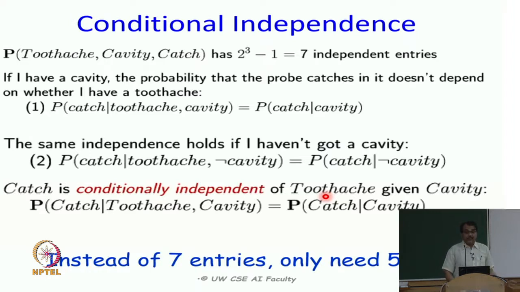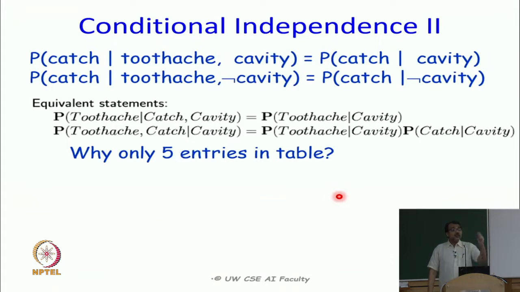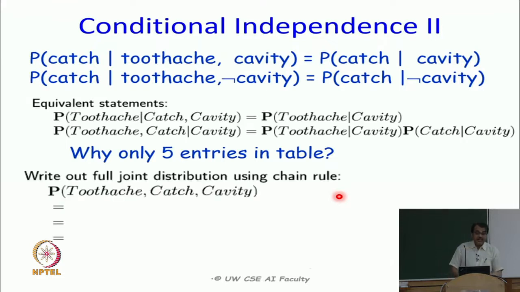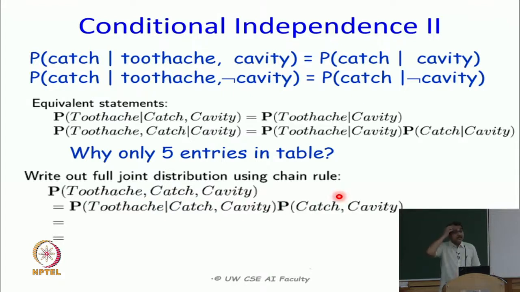And that is the most important part actually in some ways, right. So we know that catch given toothache comma cavity is catch given cavity, catch given toothache comma not cavity is catch given not cavity. Why do we only need 5 entries in the table? Let us think about it. What is the joint probability distribution? It is probability of toothache comma catch comma cavity. Now let us use product rule. We can use it in any way, any subset way. So let us say we use it in this particular fashion. We say that this would be equal to probability of toothache given catch comma cavity times probability of catch comma cavity.